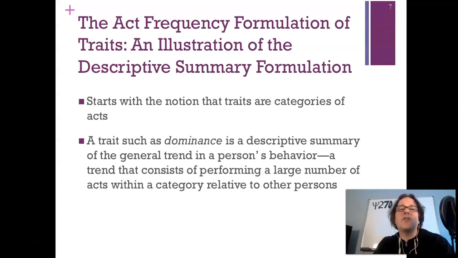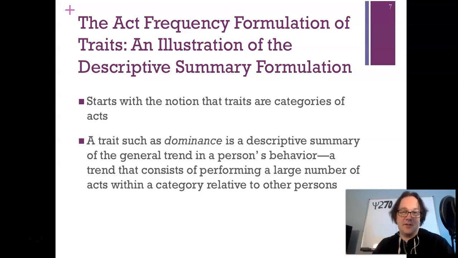So the act frequency formulation of traits. This is an illustration of a descriptive summary formulation. So the act frequency formulation takes on the notion that traits are categories of acts, categories of behaviors. We'll probably use the word act or acts because it's actually in the title of this formulation, right? So it starts with the notion that traits are categories. They just describe acts that we engage in, and a trait, something such as dominance, is a descriptive summary of a general trend in somebody's behavior.